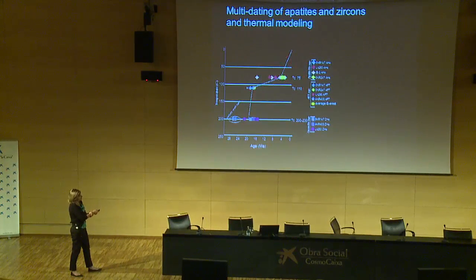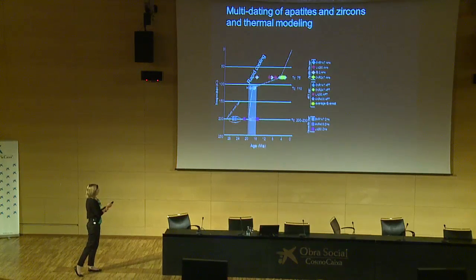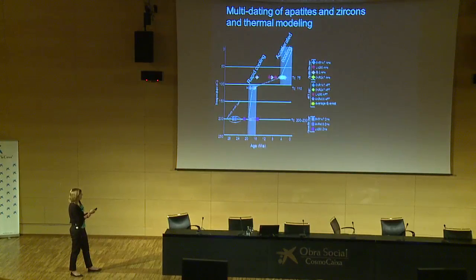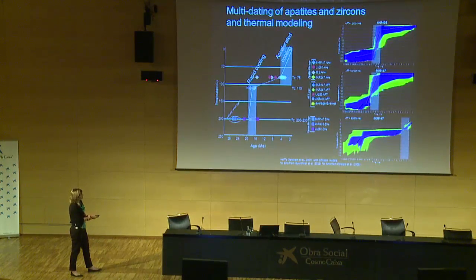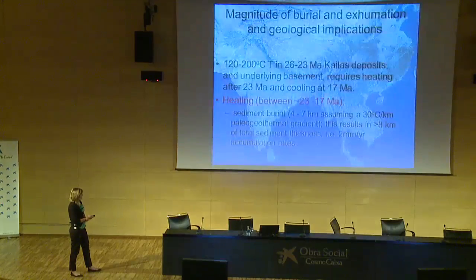And then maybe you have an increase at 5, but that's probably a speculation, a stretch. So rapid cooling at 16 and maybe some accelerated cooling at 5, I don't know. We did some thermal modeling as well using all the thermochronometers that we had, and we basically have the same answer. 16 Ma is where you have a clear cooling signature.